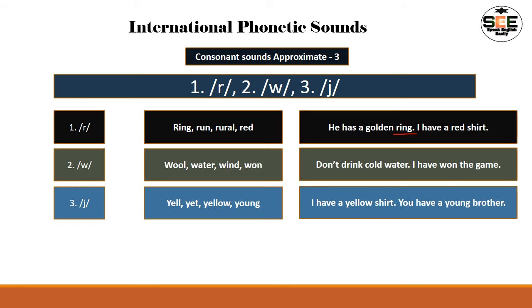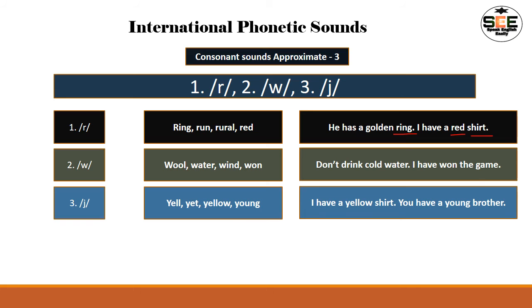Okay. So next one is: I have a red shirt. Definitely in this, red is producing the r sound, and shirt is also producing the r sound. Here also this r is producing the r sound. Okay. So I hope you understood this r sound. Then come to this w sound.